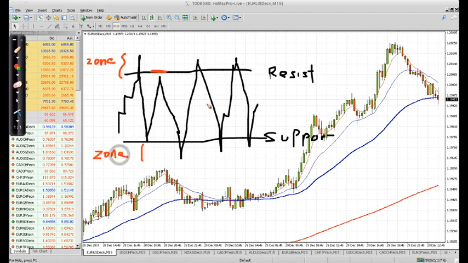Okay, so for example, if the price comes down here, right, and you buy here, and you think, hey, this is a support, it's going to go up, right? I'm really certain it's going to go up. So you buy over here, and you place your stop loss here, for example. Okay, sorry, let me do that again.